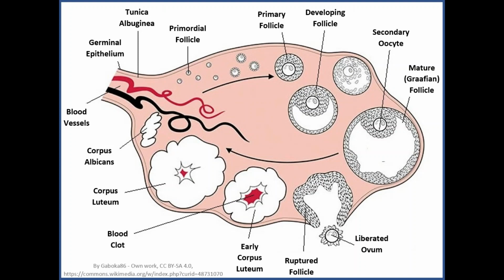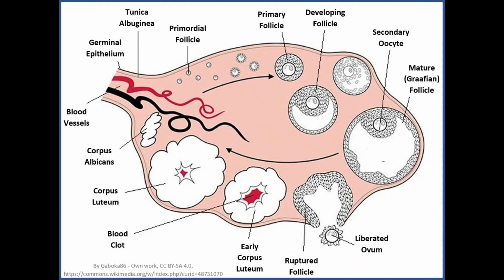On day 14, it is called the mature Graafian follicle. On day 14, ovulation takes place. The mature Graafian follicle ruptures, it bursts, and it releases an egg. The process is called ovulation.